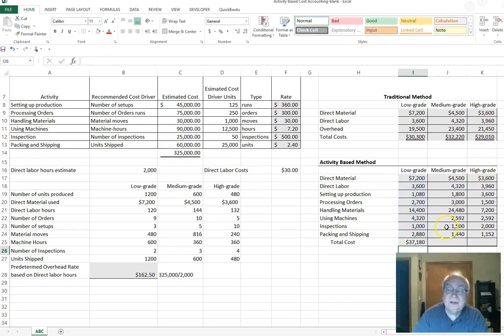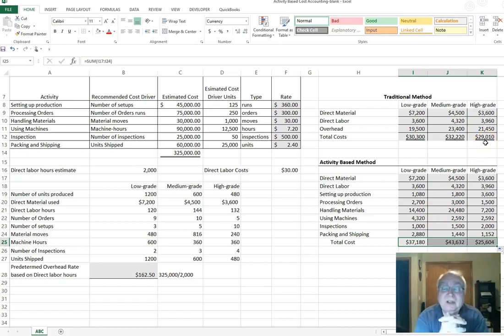So this is the same cost we had before. So what we're finding is, okay, before, low grade cost was $30,300. 37,180 is the cost based on activity-based costing. Medium grade is 32,220, 43,632, and high grade 29,010 versus 25,000. So what it is, the high grade is actually helping support the other 2 methods. So this one is overstated.